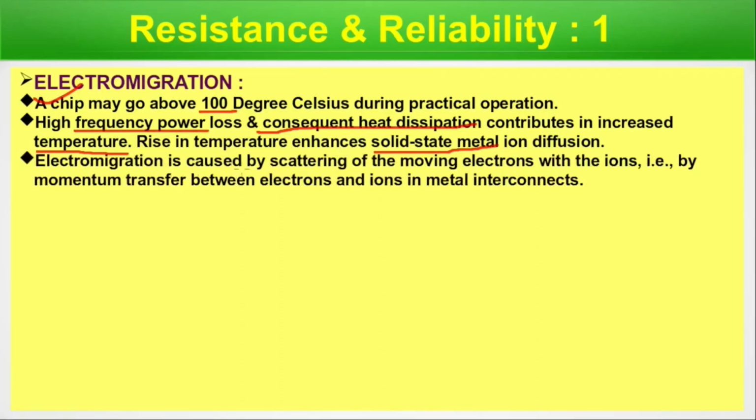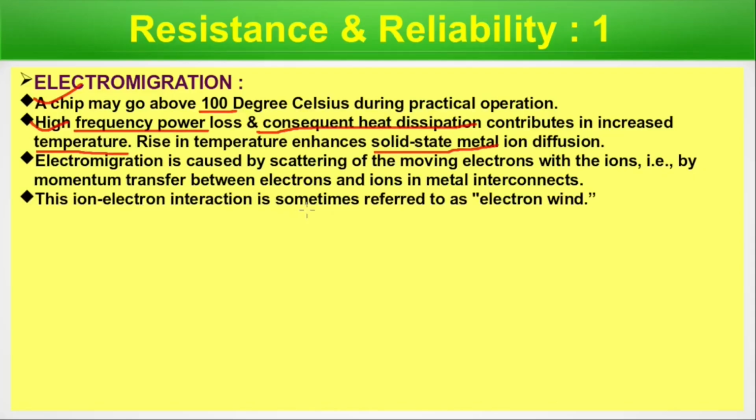So electromigration is caused by scattering of moving electrons with the ions, that is, by momentum transfer between electrons and ions in metal interconnects. While in operation, chip temperature increases depending on how long it's exposed to that situation. The moving electrons within the interconnects scatter the ions or the metal atoms. So momentum transfer happens between electrons and ions in metal interconnects, and this ion-electron interaction is sometimes referred to as electron wind.